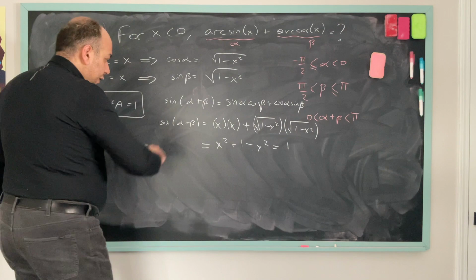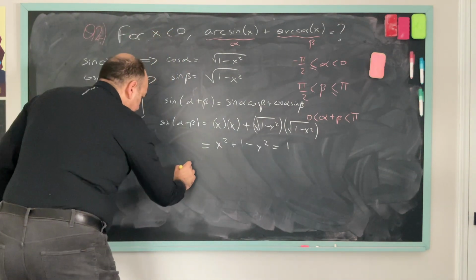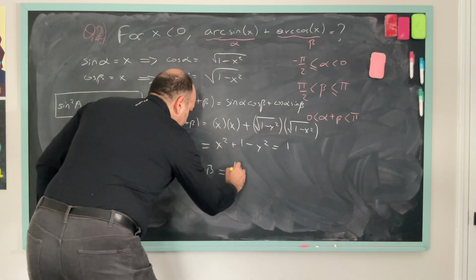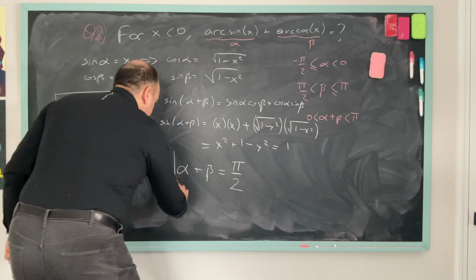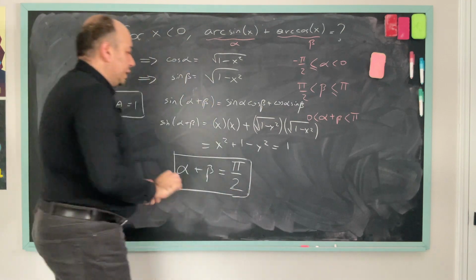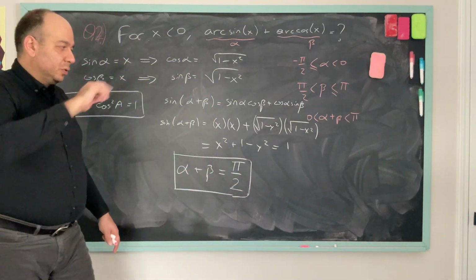So the only way that sine of alpha plus beta is equal to 1 is when alpha plus beta is equal to pi over 2. And this is the answer. Okay, so I hope it's clear. Let's move on to the next question.